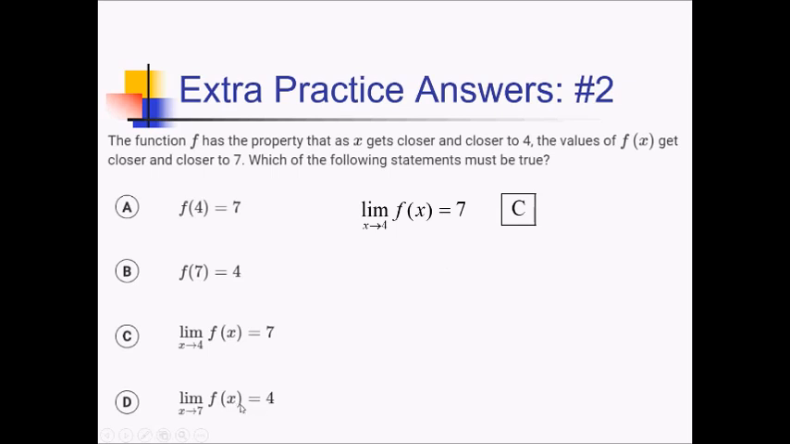D had it backwards. D was saying as we get closer to 7, f of x gets closer to 4. And A and B were talking about function values, but remember, limits and function values are not necessarily the same thing. Limits are all about what you're approaching. Function values are about what the function actually equals when you get to your destination.